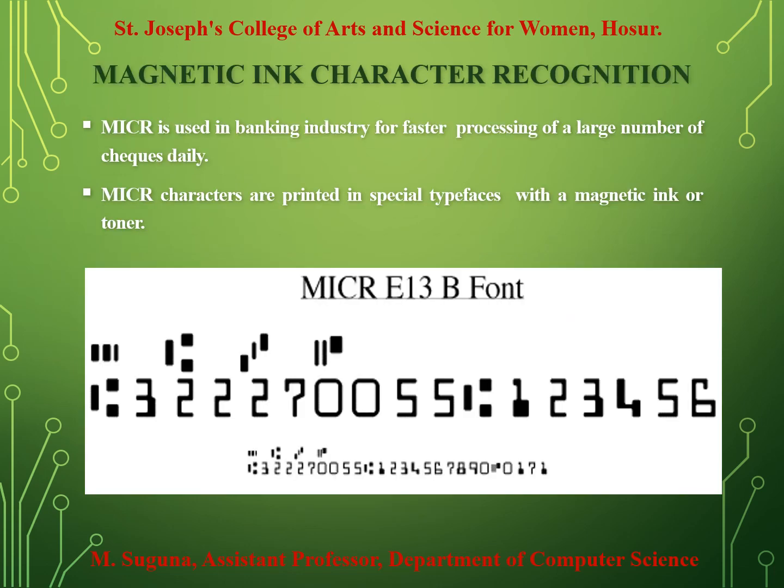Last device is magnetic ink character recognition. In short form, it is called MICR, used in the banking industry for faster processing of a large number of checks daily. In a check, we can see the numbers that are written with the magnetic ink at the bottom of the check. MICR characters are printed in special typefaces with a magnetic ink or toner.